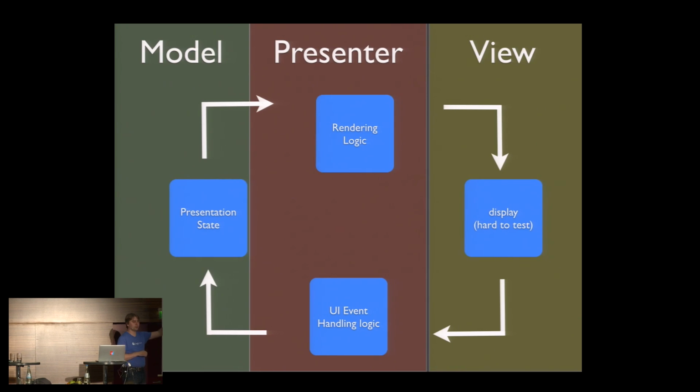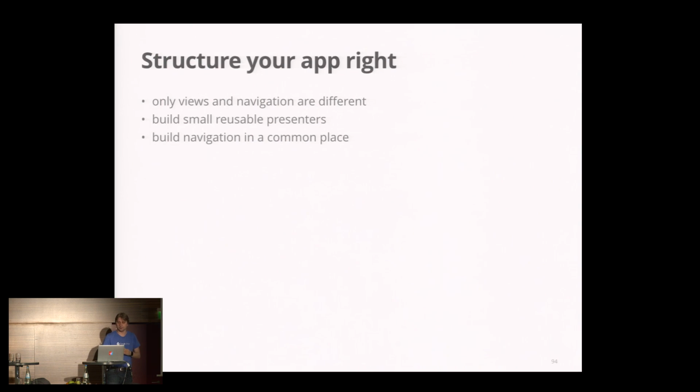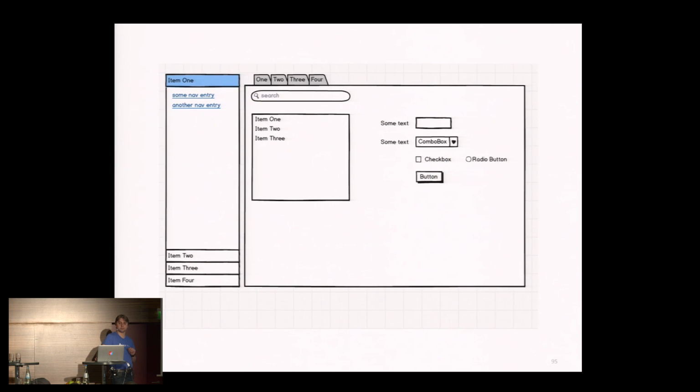So if we are able to replace the view with a mobile, a tablet, or a desktop view, we can reuse the same rendering logic that actually puts data in the view. We can reuse the same UI event handling logic, and of course, the presentation state. So it's pretty important that you structure your applications right for this. Again, only the navigation and the views are different. So if you build small reusable presenters, and you build your navigation in a common place, you can just swap your navigation out and reuse those presenters in a different way. Let me give you one practical example of this.